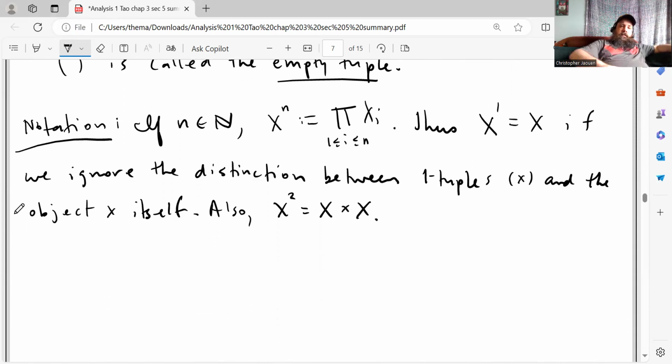All right, some notation here. If n is a natural number, then the shorthand notation for the Cartesian product, where i goes from 1 to n of Xi, we write using power notation. So we write this as X to the n. You're familiar with this already, like R squared is the real numbers Cartesian product with the real numbers, and so on. Thus, X to the 1 is just the set X if we ignore the distinction between one-tuples and objects X themselves. Also, X squared means X Cartesian product with itself.